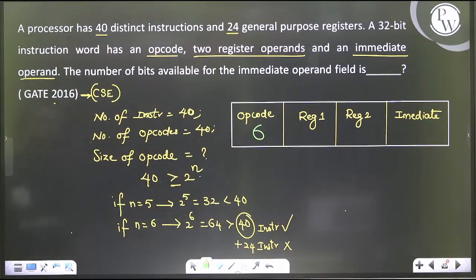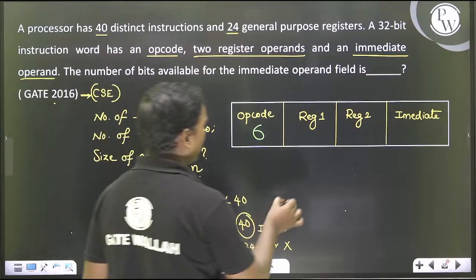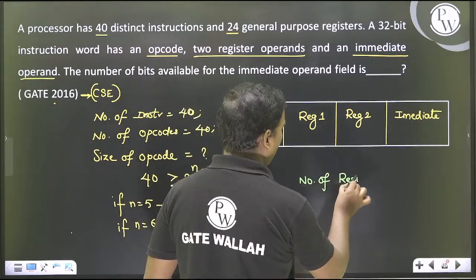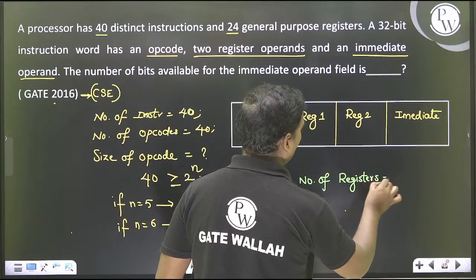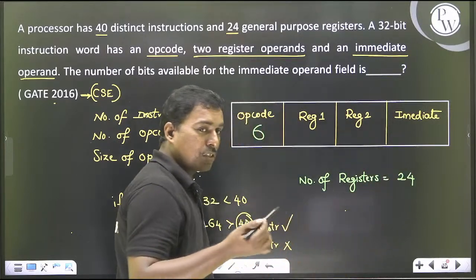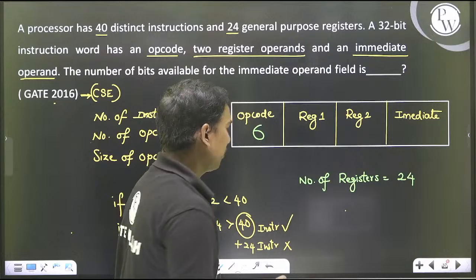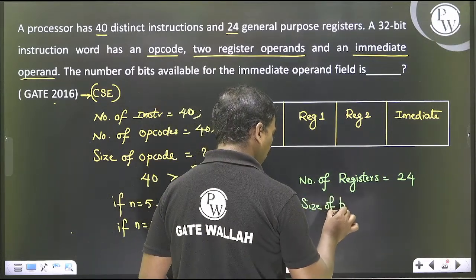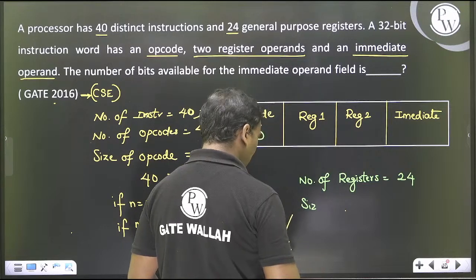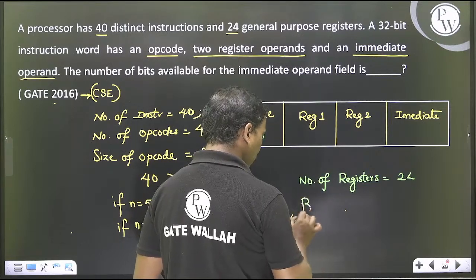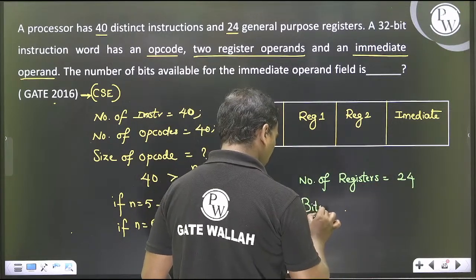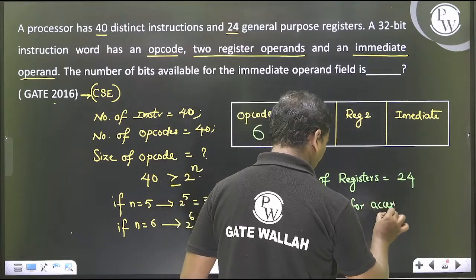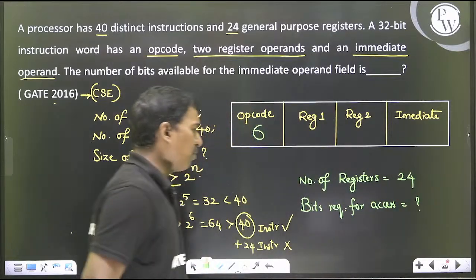Next, register field 1. So number of general purpose registers कितना हो गया? Number of registers is 24. So ये 24 registers को access करने के लिए कितना bit चाहिए? So size of bits required to access the register. Bits required for access. How much?